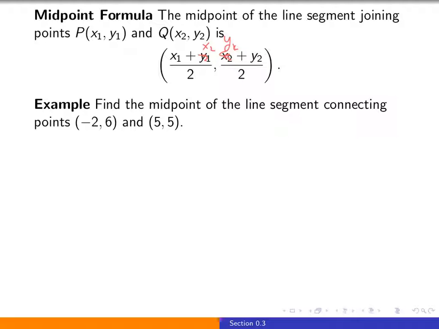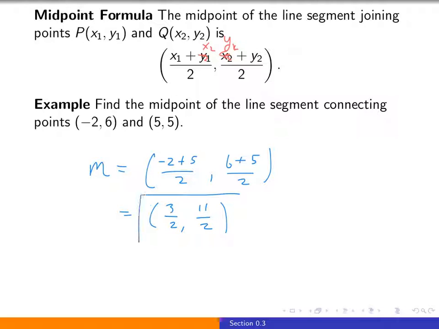So for these points we've been working with in the last few examples, (-2, 6) and (5, 5), the midpoint of these two points, let's call it M, is going to be the average of their x-coordinates, so -2 plus 5 over 2, and the average of their y-coordinates, 6 plus 5 over 2. That would be the point (3/2, 11/2). So once again, to reiterate, that first part is the average of their x-coordinates. The second part is the average of their y-coordinates.